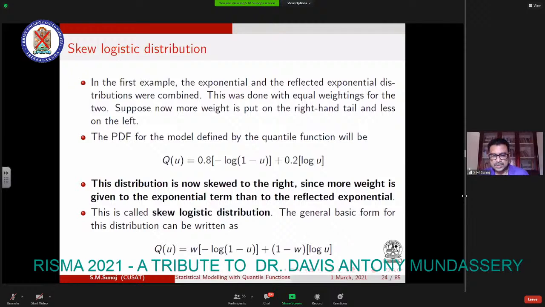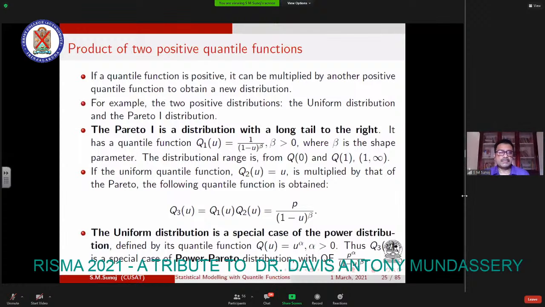This is called the skew logistic distribution, and this is how new models are generated by taking quantile functions. The general basic form of the distribution can be written as Q equal to W times minus log of 1 minus U plus 1 minus W times log U. Now, looking at another property: if a quantile function is positive, it can be multiplied by another positive quantile function to obtain a new distribution. This is one of the properties I have already listed, and it is unique to the quantile approach and not shared by the distribution function approach. For example, take two positive distributions, say the uniform distribution and the Pareto 1 distribution. The Pareto 1 distribution has a long tail to the right, and it is mainly used in income studies because of this long tail.